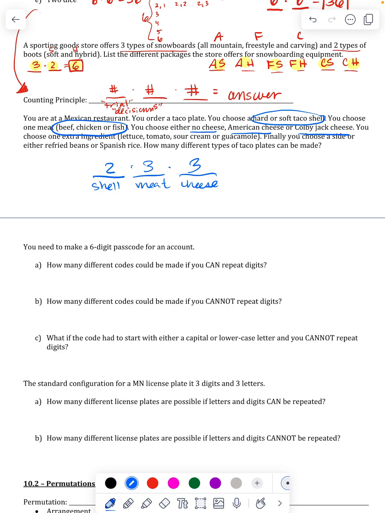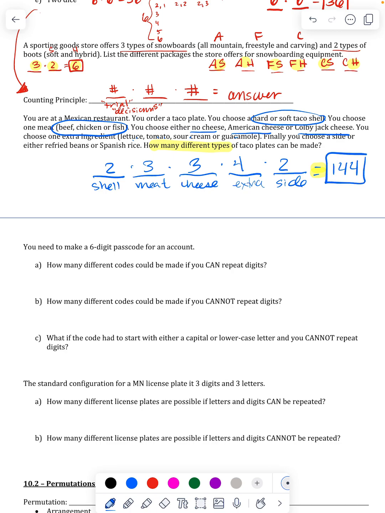I don't have to get any. I can get American or Colby Jack. Then it says you choose 1 extra ingredient. So then I have a choice of an extra thing, and there's lettuce, tomatoes, sour cream, or guacamole. So that's 1, 2, 3, 4 different options. And then finally, you choose a side of either refried beans or Spanish rice. So that's 2 options. So when it asks how many ways can that happen, I'm literally taking the 2 times 3 times 3 times 4 times 2, and there are 144 ways, so I'm really super happy I don't have to write out all of my options.